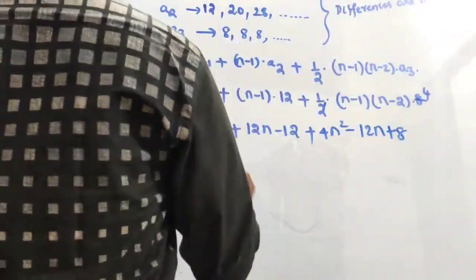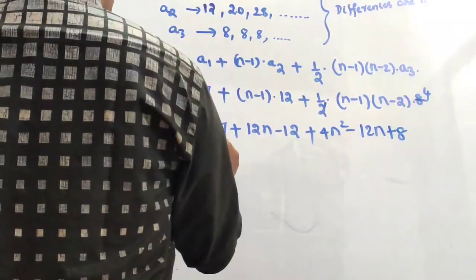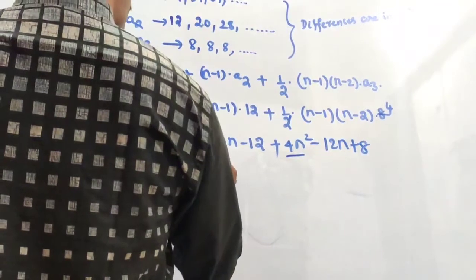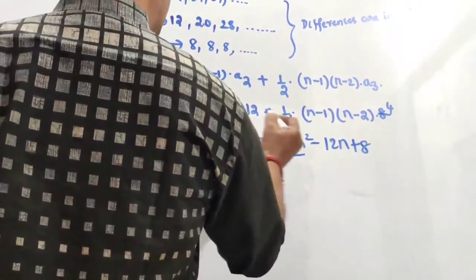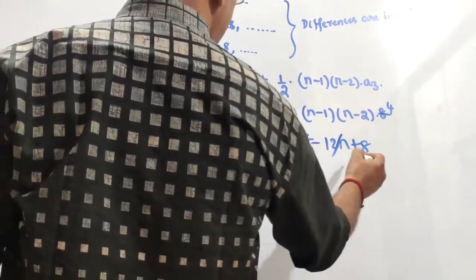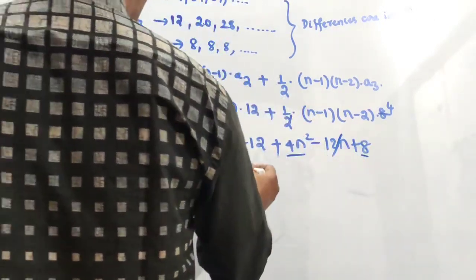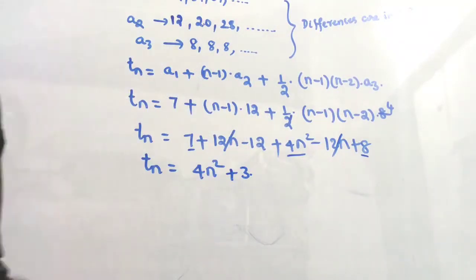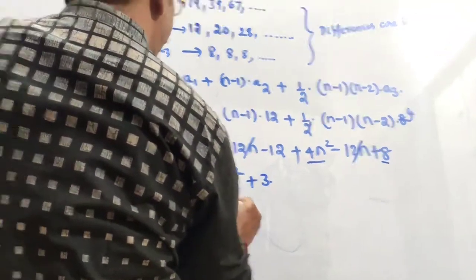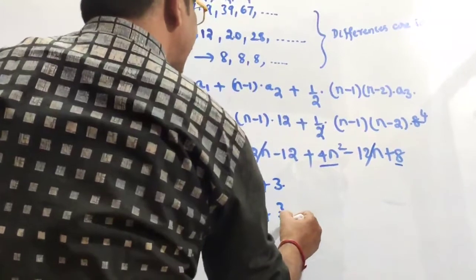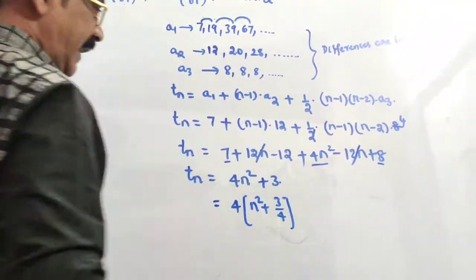Next, Tn is equal to 4n square, the 12n cancels. Next, 7 plus 8 is 15, minus 12 is 3. So already in the numerator 4 is there, that's why we can take 4 common. This will be n square plus 3 by 4.